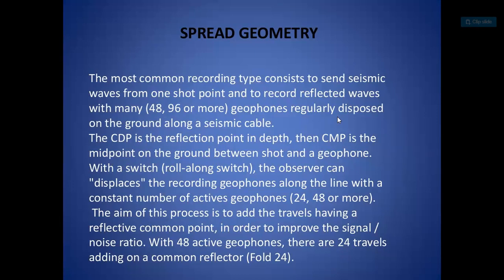With a switch, roll along switch, the observer can displace the recording geophones along the line with a constant number of active geophones: 24, 48 or more. The aim of this process is to add the traces having a reflective common point in order to improve the signal noise ratio. With 48 active geophones, there are 24 traces adding a common reflector.